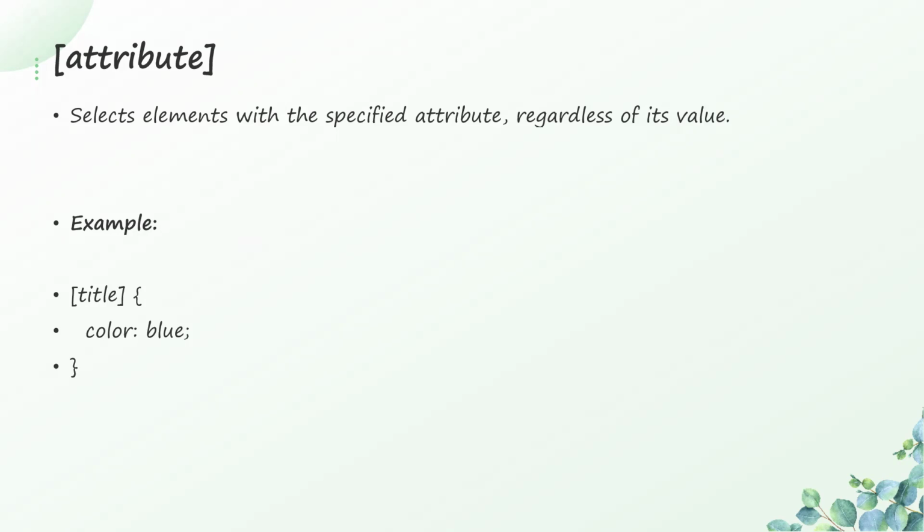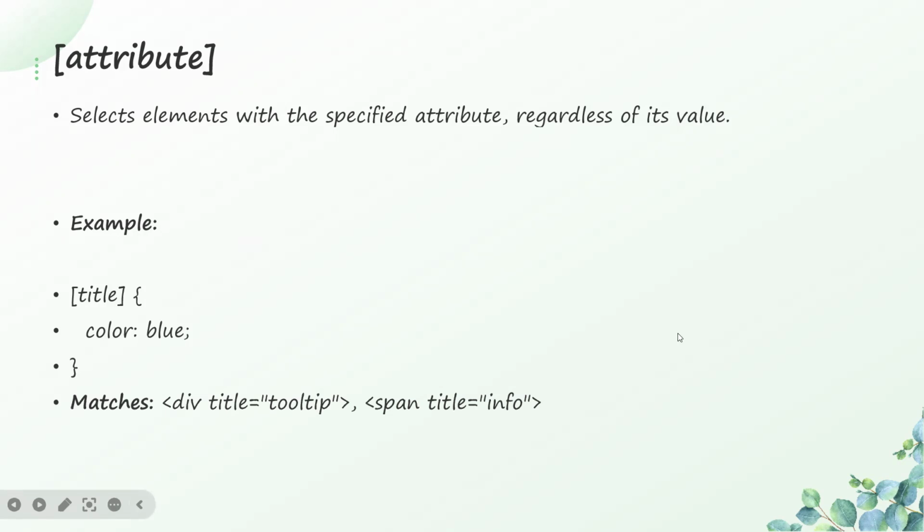Let's say you give some elements a title, like a tooltip. You might want to style them differently. You can just target them with this type of attribute selector. This would match all the elements that have a title attribute. It will match this div, and it will also match this span, because this span has a title and this div has a title.